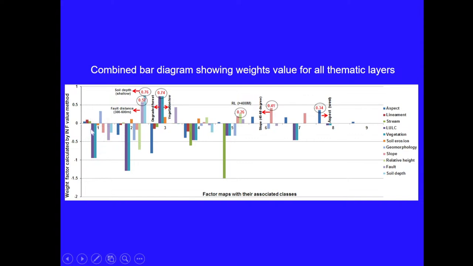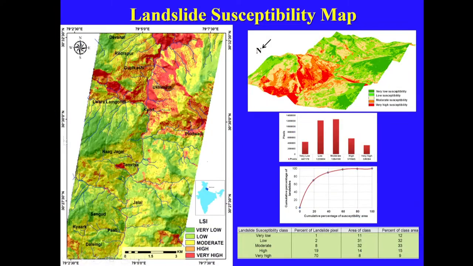So each of these color bars basically represents the classes from each of the thematic layers. Very high values are earmarked, which simply indicates they are the classes that coincide with landslide occurrence. So they are basically influential in landslide occurrence, and negative classes are also there. So I get this kind of susceptibility map.